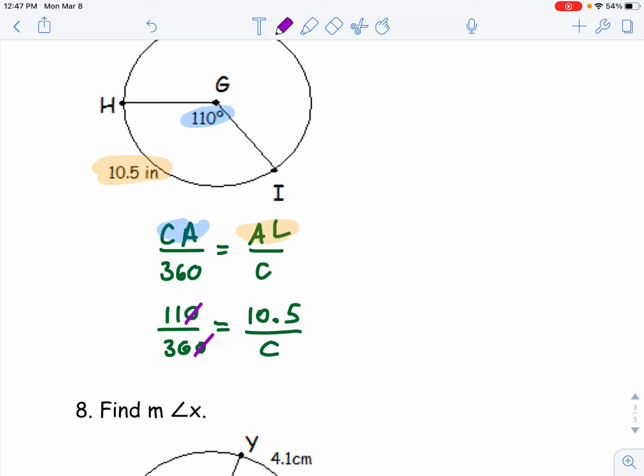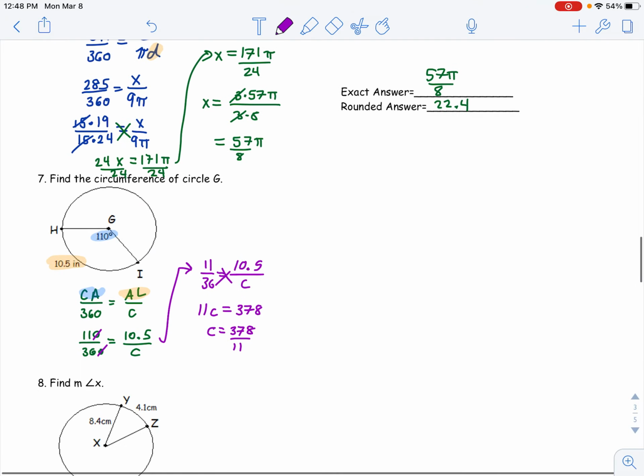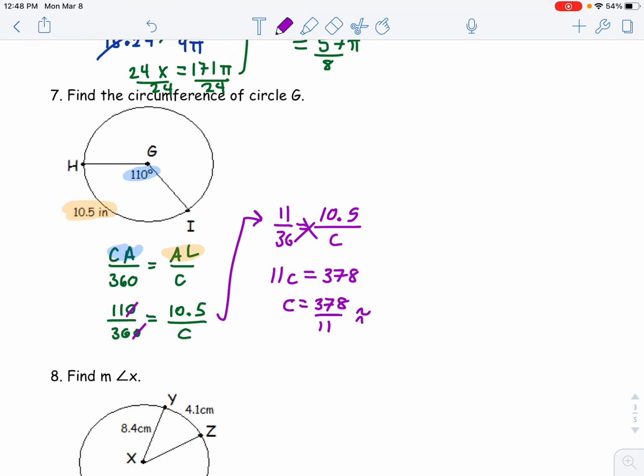The zeros cancel out, and then let me rewrite that actually. So we're going to have 11 over 36 equals 10.5 over c. Cross multiply, get 11c. What's 10.5 times 36? It's 378. I'm going to guess 11 doesn't go in the whole. It does not. c equals 378 over 11. And that's actually the exact answer. All right. Exact, and then approximately 34.4.